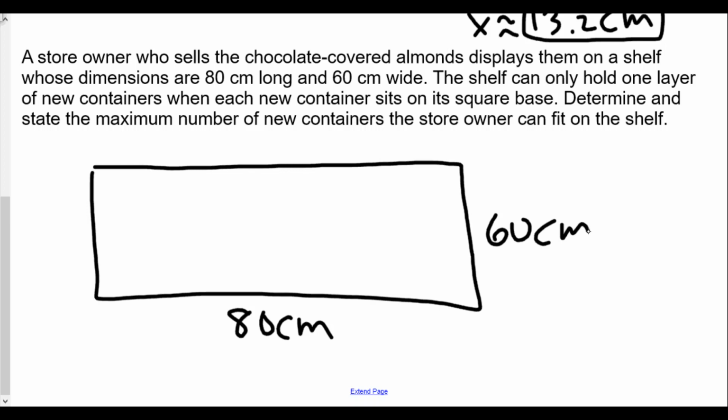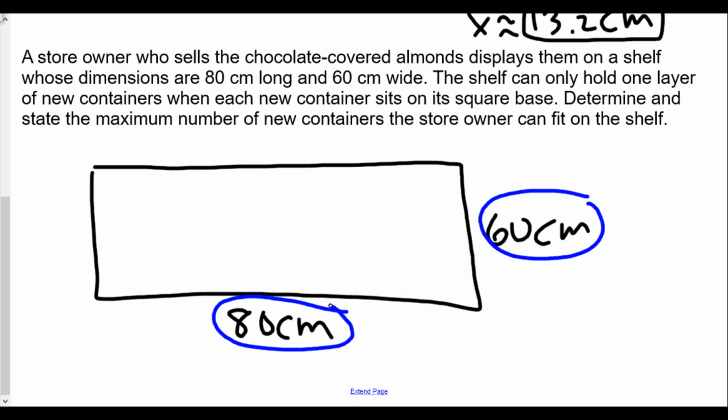Okay, and determine the maximum number of containers the store can fit. Now, your first thought is going to be to find the area, 80 by 60, and then divide by 13.2 squared. Here's the problem. What you really need to do is to figure out how many times 13.2 will go into 60, and how many times 13.2 will go into 80.